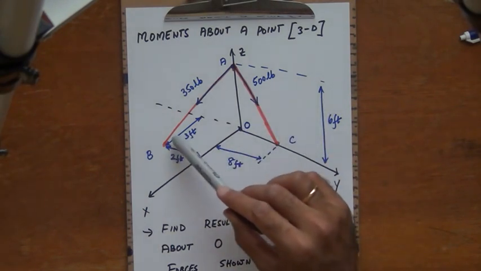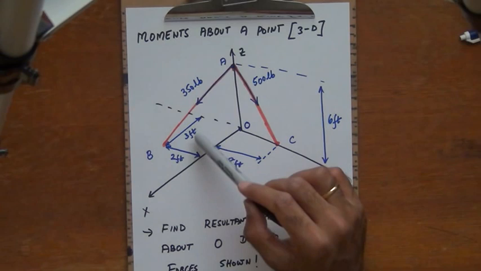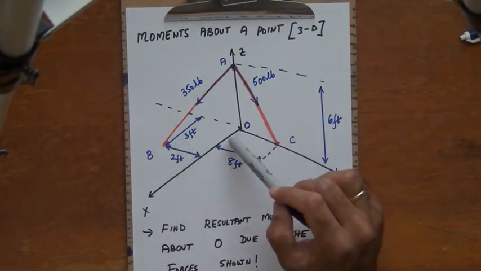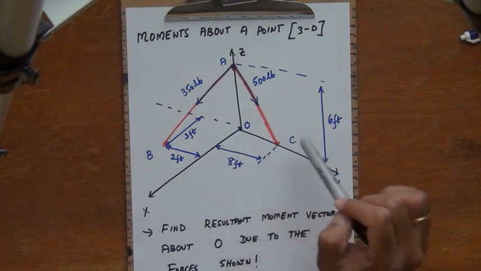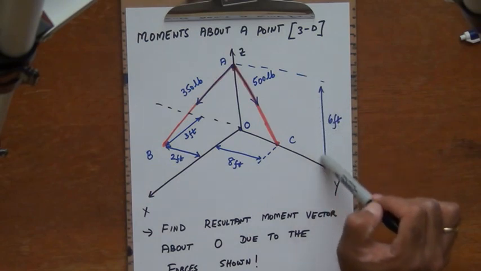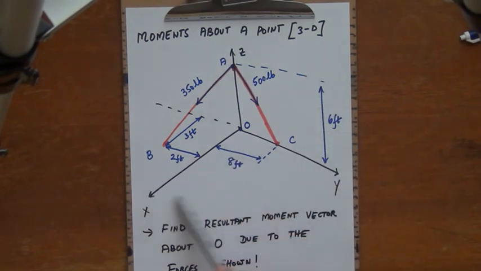Point B is at a distance of 3 feet along the positive x, it's at a distance of 2 feet along the negative y. Point C, not drawn to scale, is at a distance of 8 feet along the positive y, and the point A is raised up by a height of 6 feet along the xy plane. Right, so here is the xy plane, and then the point A is raised up.